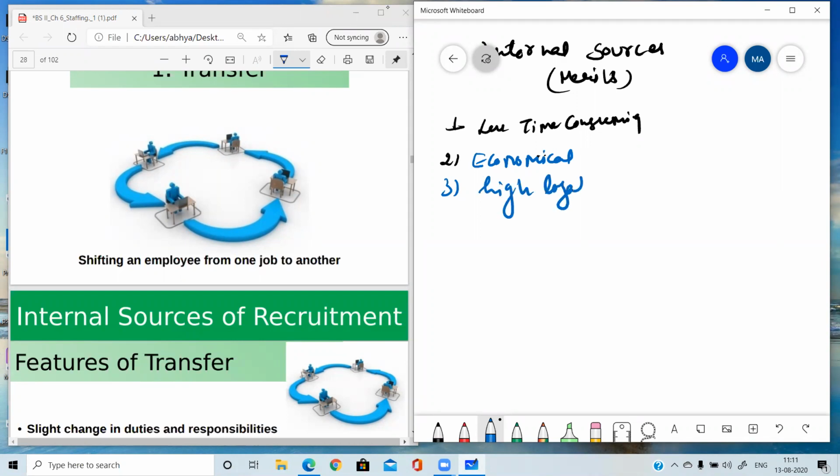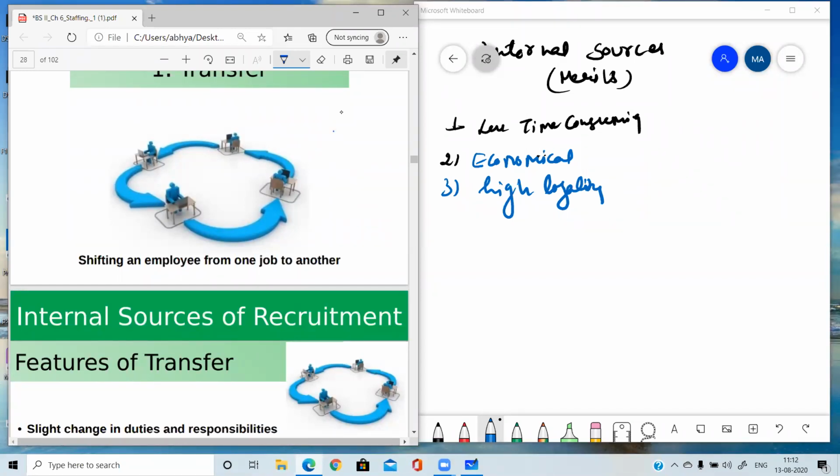Because the organization in which the employees are working, we know them very well, what is their honesty level, what is their integrity level, and how is their behavior. All these things are very much clear in front of the organization. So keeping in mind all these things, they must be promoted or transferred. So in this case, there are chances of getting loyal employees. Loyal means they will not be leaving the organization.